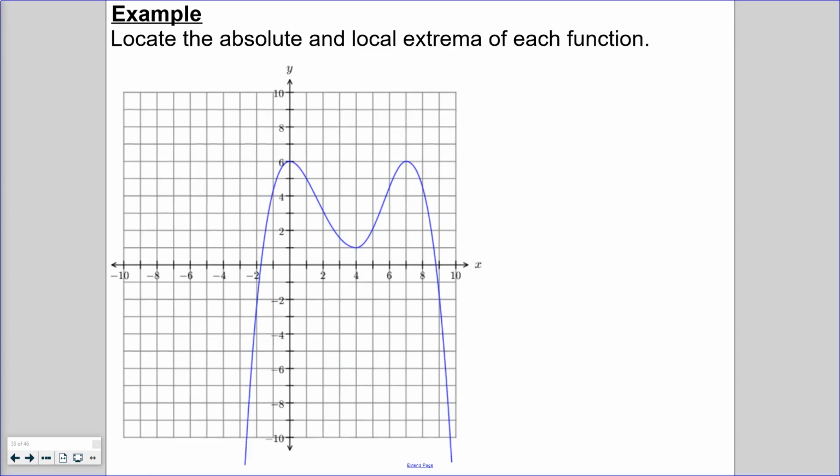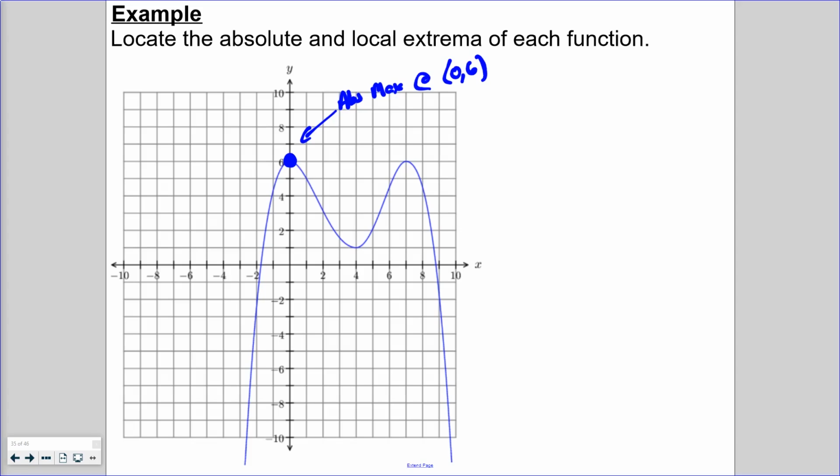Alright, so let's take a look at another one. Here, we want to locate the absolute and local extrema of this particular graph. Just like before, it's easier to start out with the absolute maxes and the absolute mins. We can see that we have a highest point right here, so we'd have an absolute max at the point 0, 6.